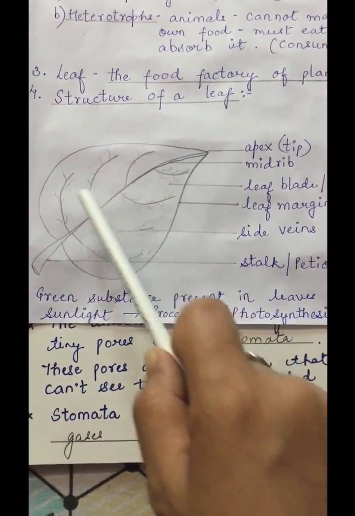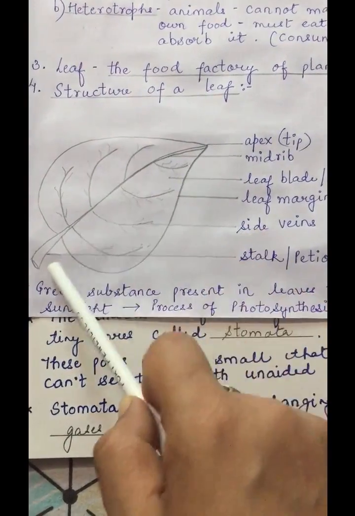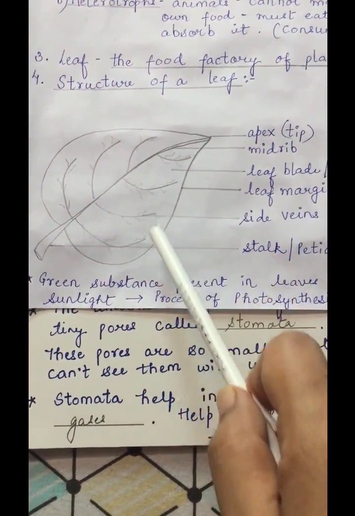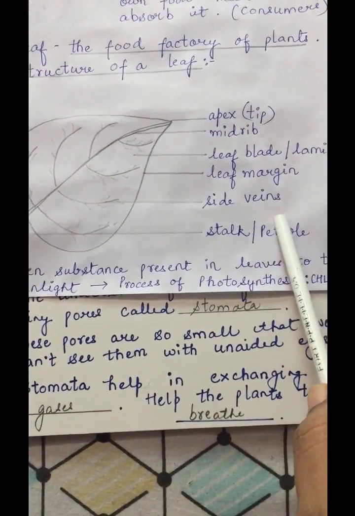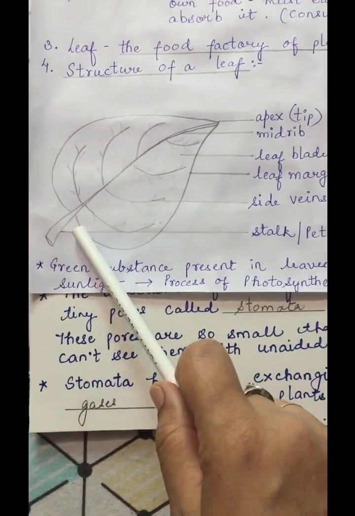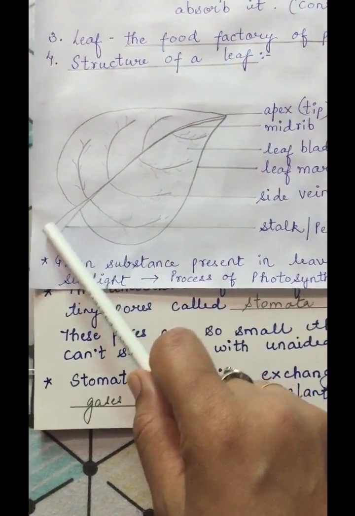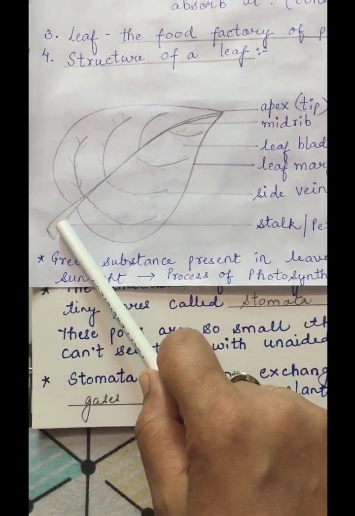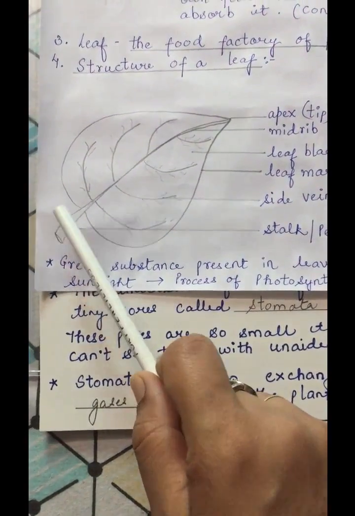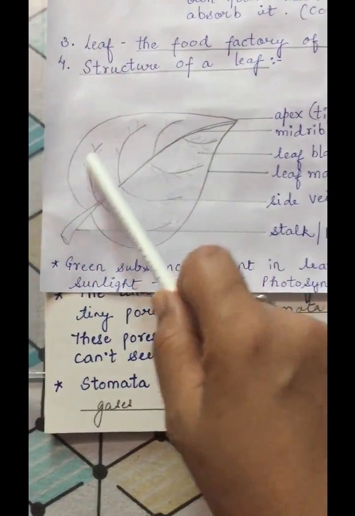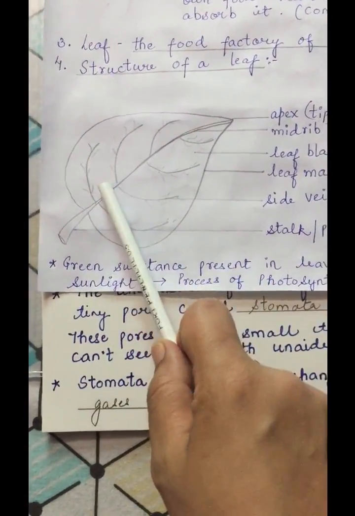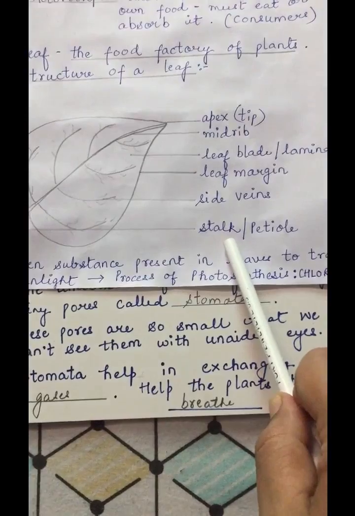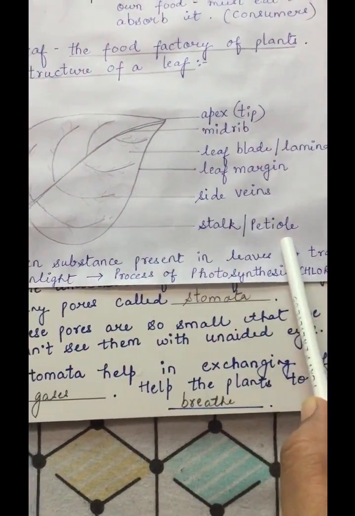These are the small tiny veins which come out from the midrib. They are known as side veins. And this small structure which is attached here at the end of the leaf, basically this structure has a big role. This structure attaches the entire leaf to the stem, and the name of the structure is stalk, also known as petiole.